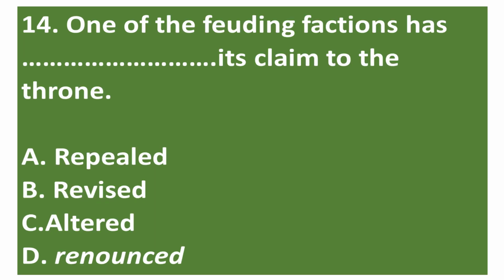Question 14. One of the feuding factions has dashed its claim to the throne. A. Has repealed its claim to the throne. B. Has revised its claim to the throne. C. Has altered its claim to the throne. And D. Has renounced its claim to the throne. The correct answer to this question is D. One of the feuding factions has renounced its claim to the throne.